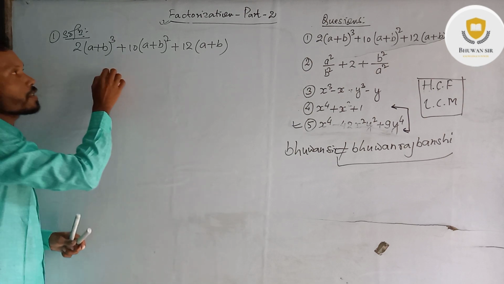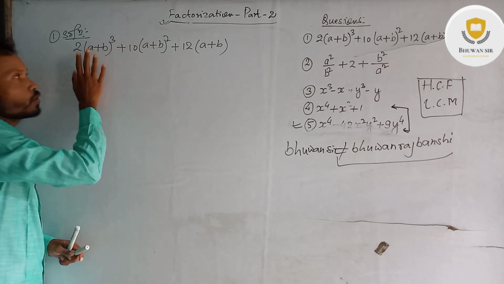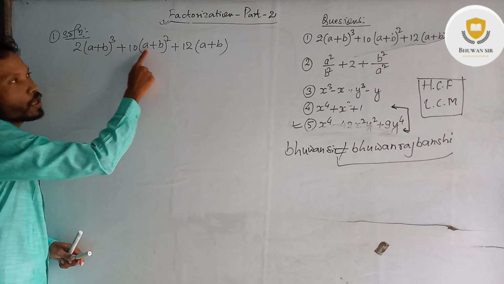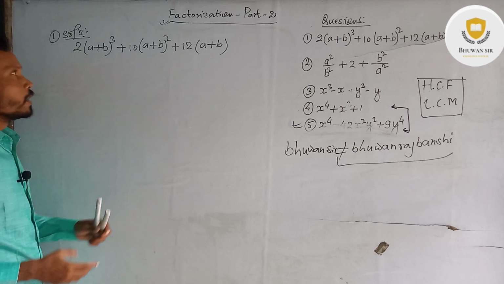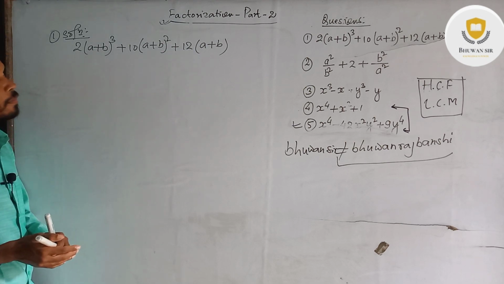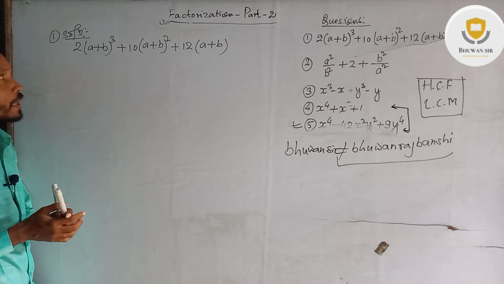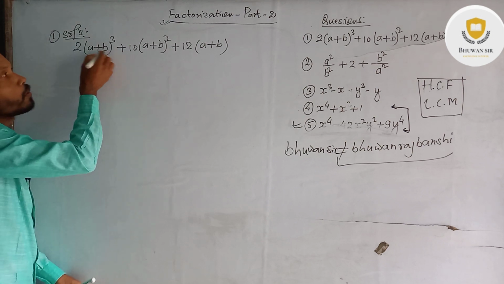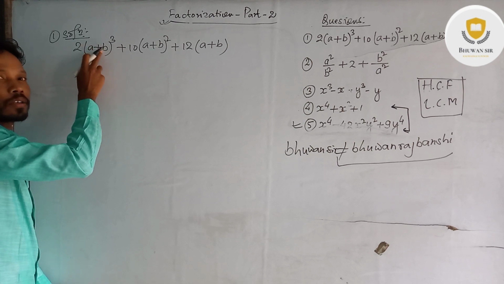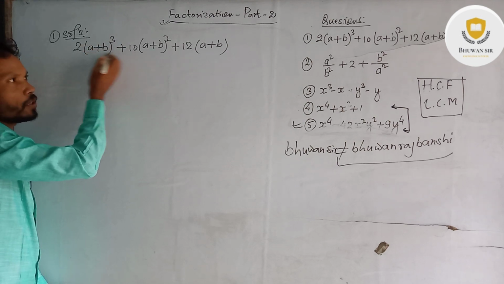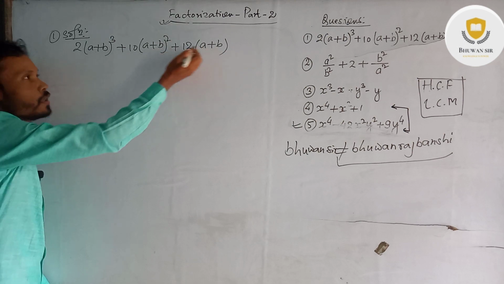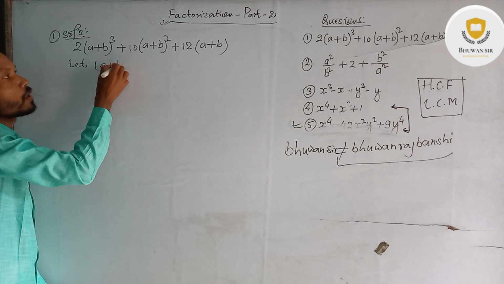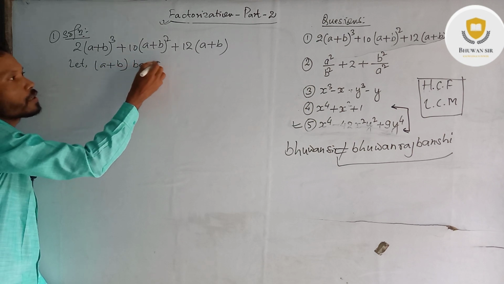What you have to understand in this question is that here is a plus b, here is also a plus b, here is also a plus b. If they were a single monomial variable, then we could easily take it as common. But here it is a binomial. In that case, if you find them similar, then we can suppose, let a plus b be x.